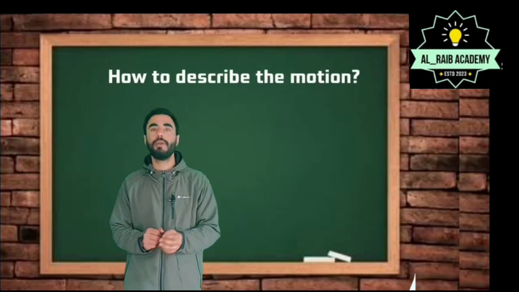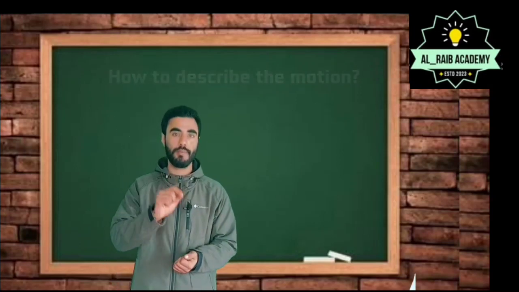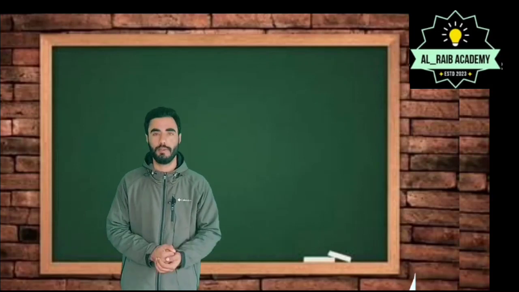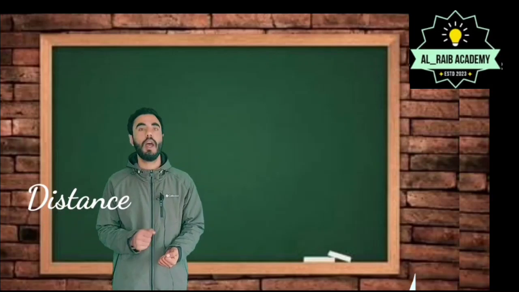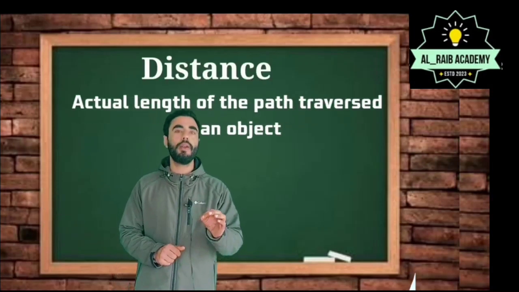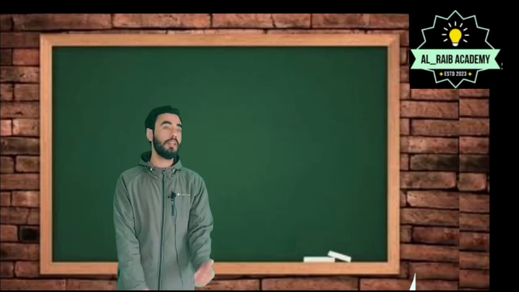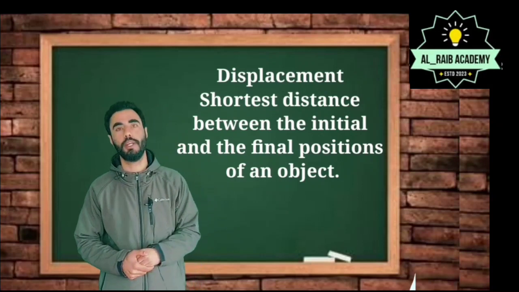To describe the motion of an object we need some new terminologies which you must be familiar with, like distance and displacement. Remember here that distance is the actual length of the path traversed by an object during its motion, but displacement is the shortest distance between the initial and the final position of an object.